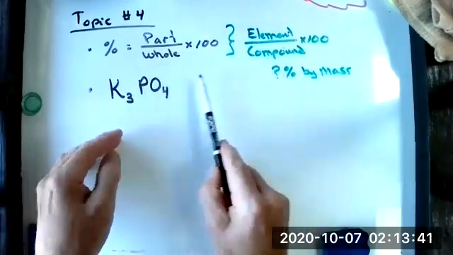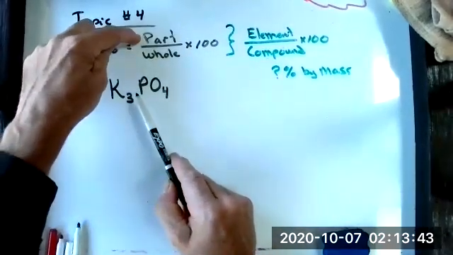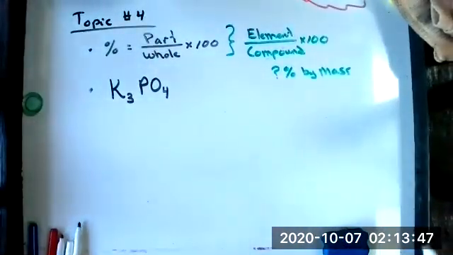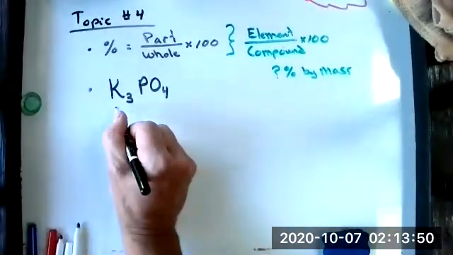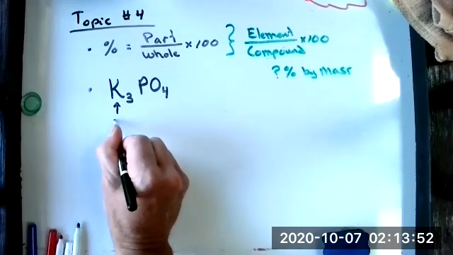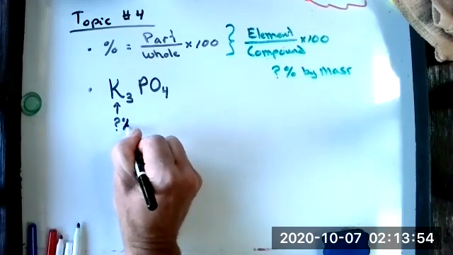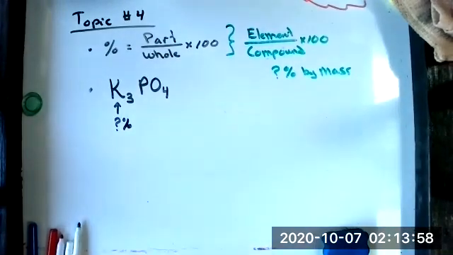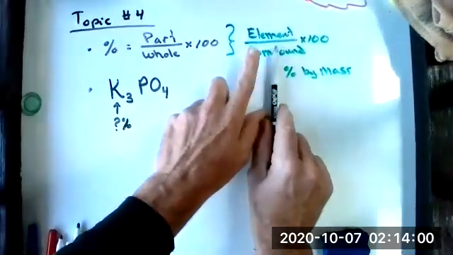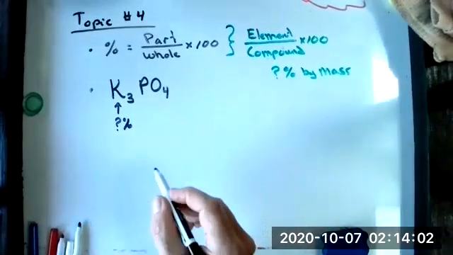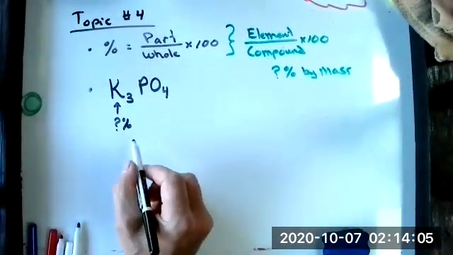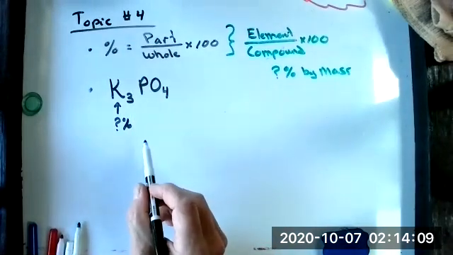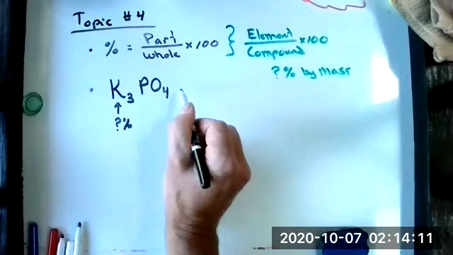Now what I do is I have to pick one of the parts to measure the percent. So I just pick one randomly. I'm going to pick K. My job now is to find the percent of potassium inside this compound. I'm going to follow this right here. Watch what I do now. How am I going to write this? Okay, I'll go this way.